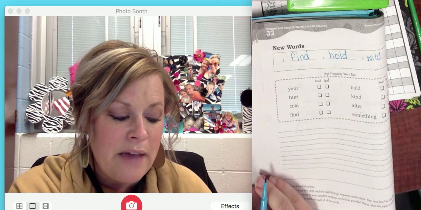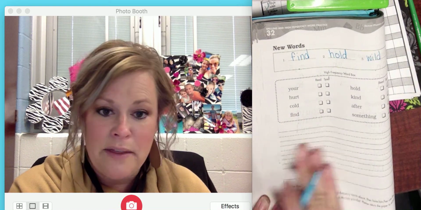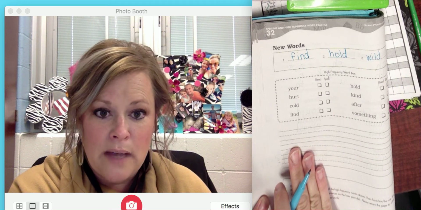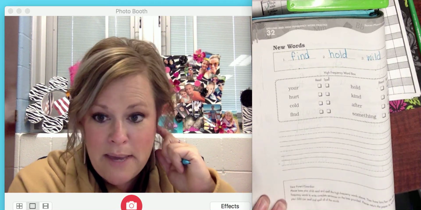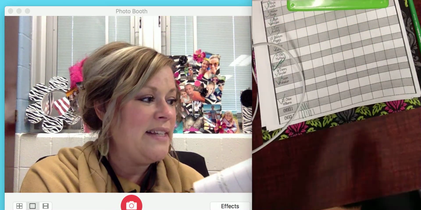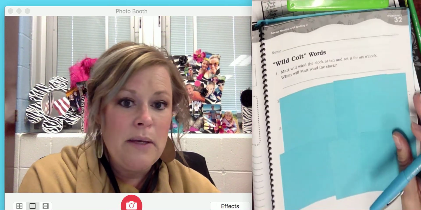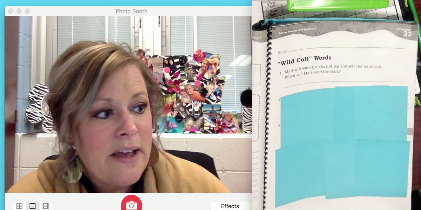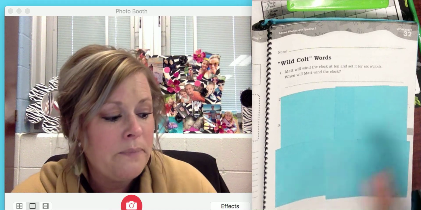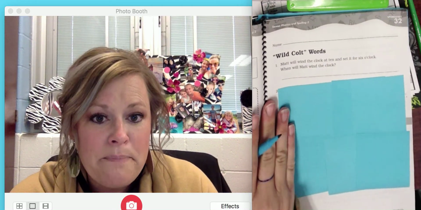I'm going to leave the high frequency word box and this other writing area for your teacher at home to work on. You can read and spell, and if you want to make up a dictation sentence on your own to practice today, you can. Let's go ahead and take a look at the back. There are going to be wild colt words inside of these short sentences or stories with a question. So we're going to RUW them.